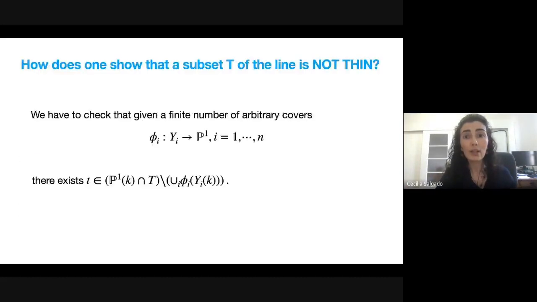So this is repeating what I just said in another slide. We have to check that given any finite number of covers of the line, there is a point that lies on T. This is a very unfortunate letter because I should have put N, right, for not thin. But I want to show that the set T is not thin. I have to show that there is a point that lies in T that does not come from the covers. And that's what we're going to do now. We're going to play with base change and covers.